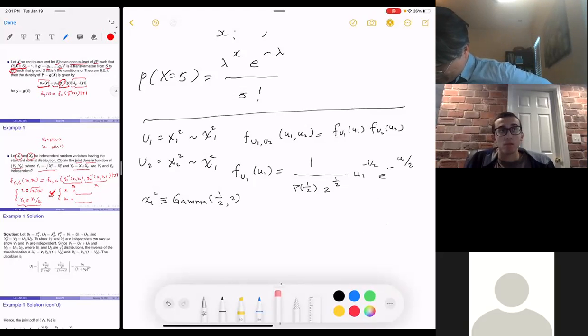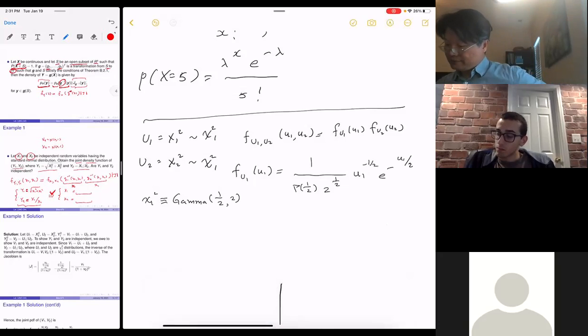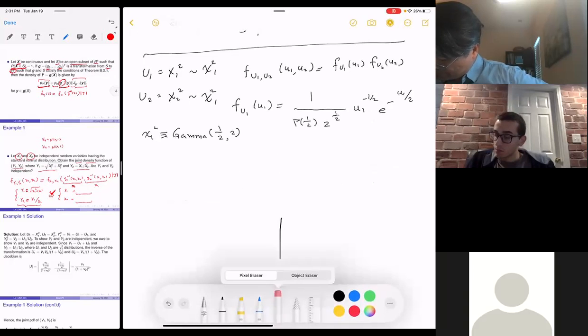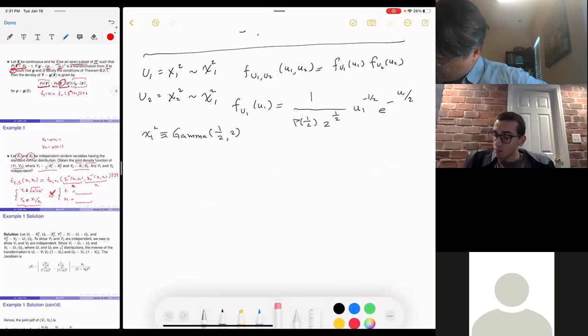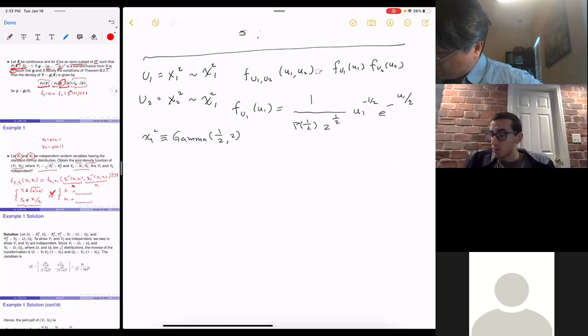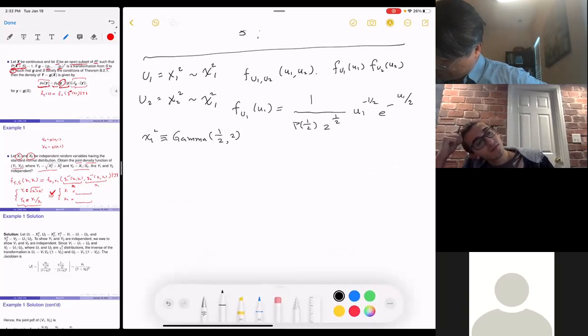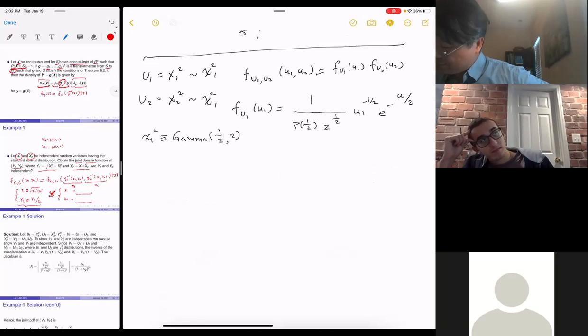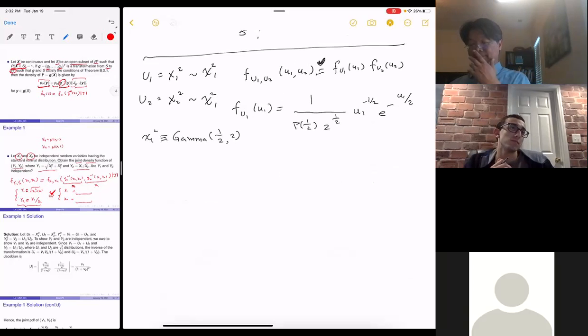Sorry, let me figure out how to get my screen, yes, got it. Okay, take out this. Yep. Okay, good. So that means I can write the joint PDF of U1 and U2. If I can switch my notation, I'm using U1, U2.